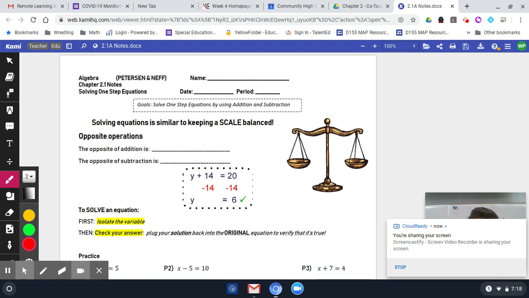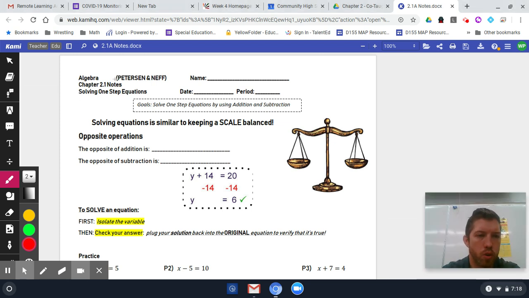We have chapter 2.1 notes here. So we're starting to look at solving equations, okay? So we have the chapter 2.1 notes, and we're solving one-step equations. These only take, obviously, one step to solve. Our goal is to solve one-step equations by using addition and subtraction. And we're going to show you guys how to do that.